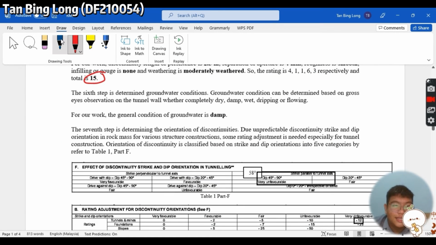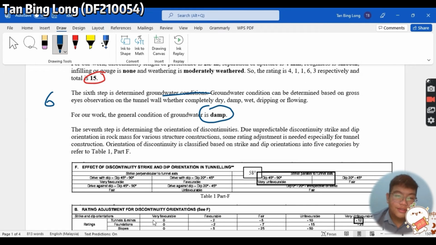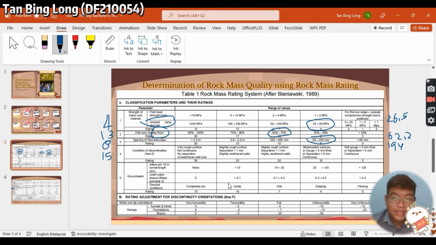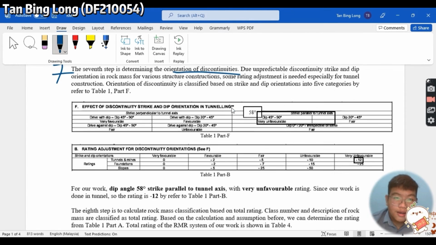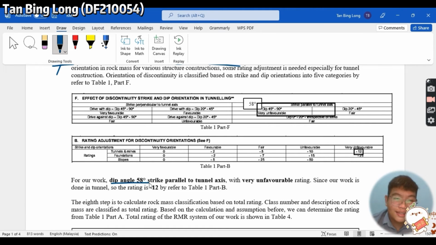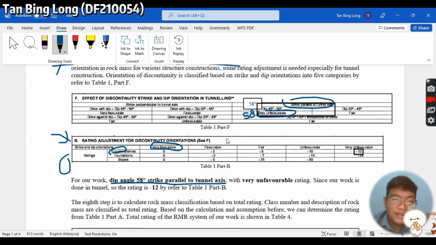Okay, so next, the sixth step is to determine the groundwater condition. For our work, the groundwater is damp. So we look at this table, and damp is here with the rating of 10. Next, the seventh step is to determine the orientation of discontinuity. For our result, the dip angle is 58 degrees, strike parallel to tunnel axis, which is in Table F here, strike parallel to tunnel axis, and the dip angle is 58. So the rating is very unfavorable. Next, we look at Table B. We are at tunnel. The rating is very unfavorable, which is negative 12.